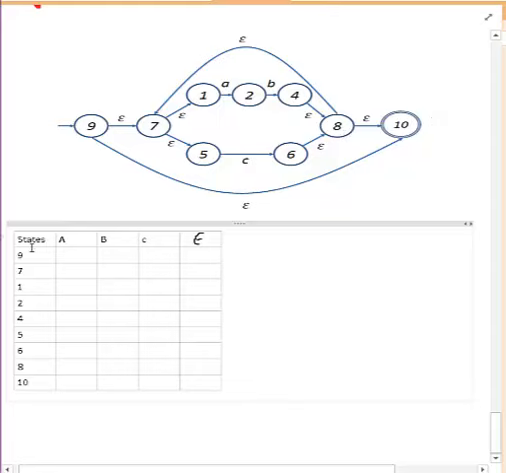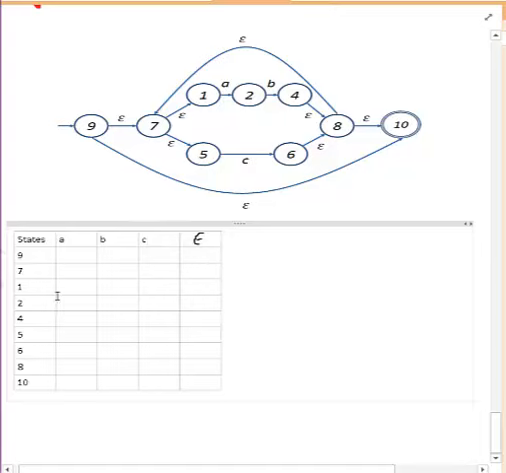These are my states on the left side, and on the right side here on the top are the inputs. I should say this is a small a. Sorry. This is b. This is c. Small already. And this is epsilon. We also have the epsilon moves here.